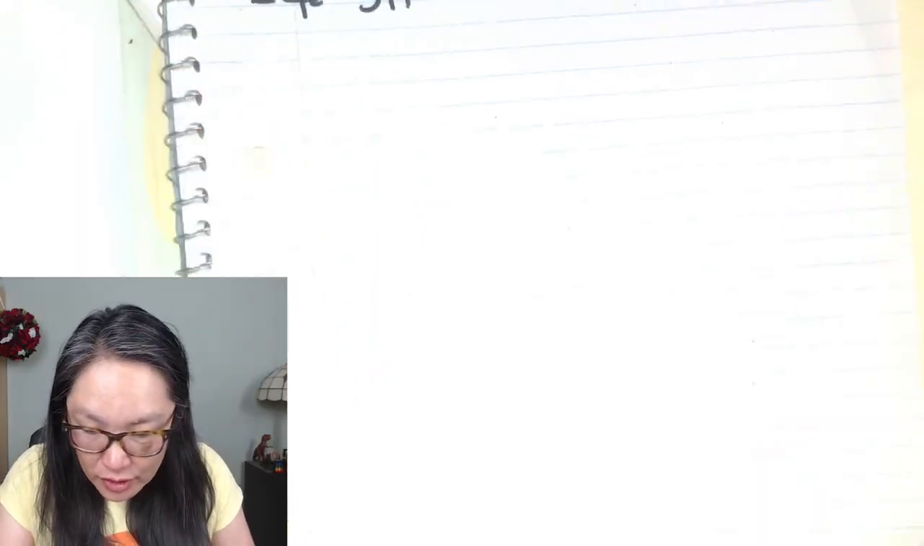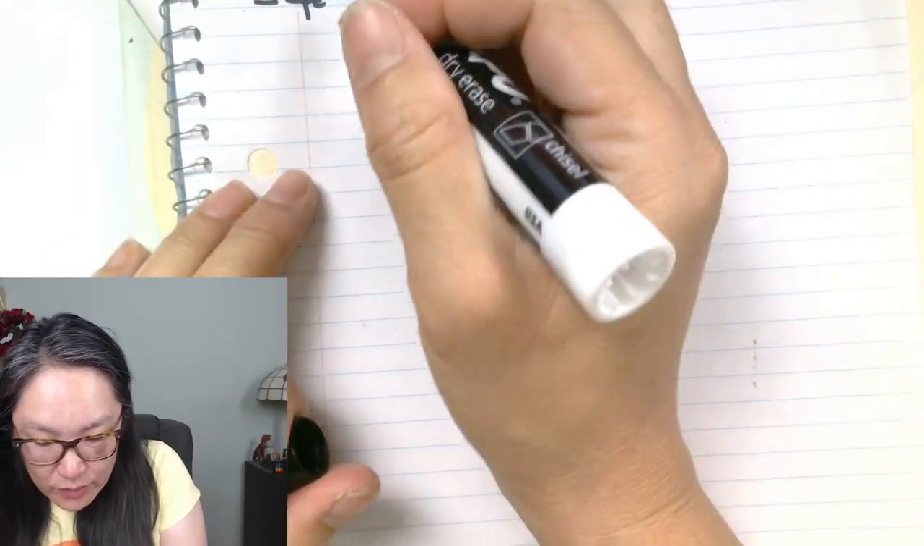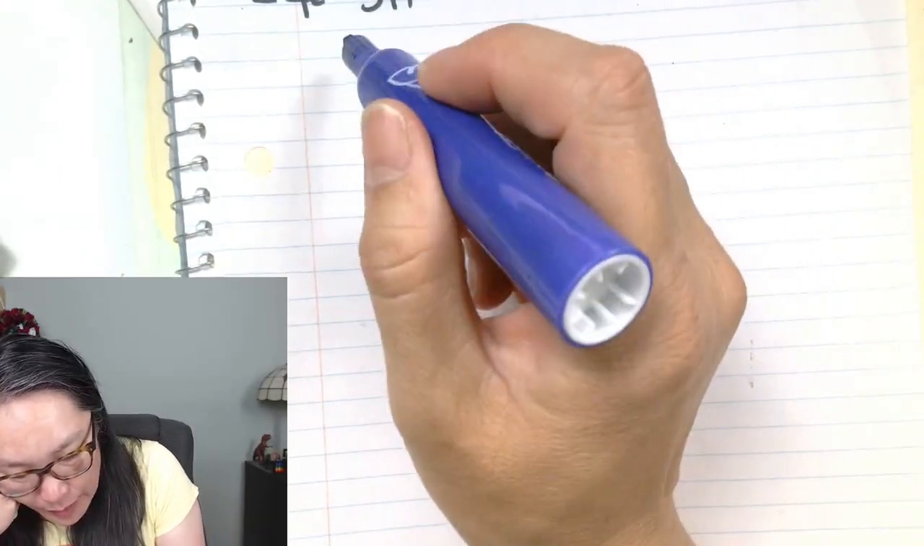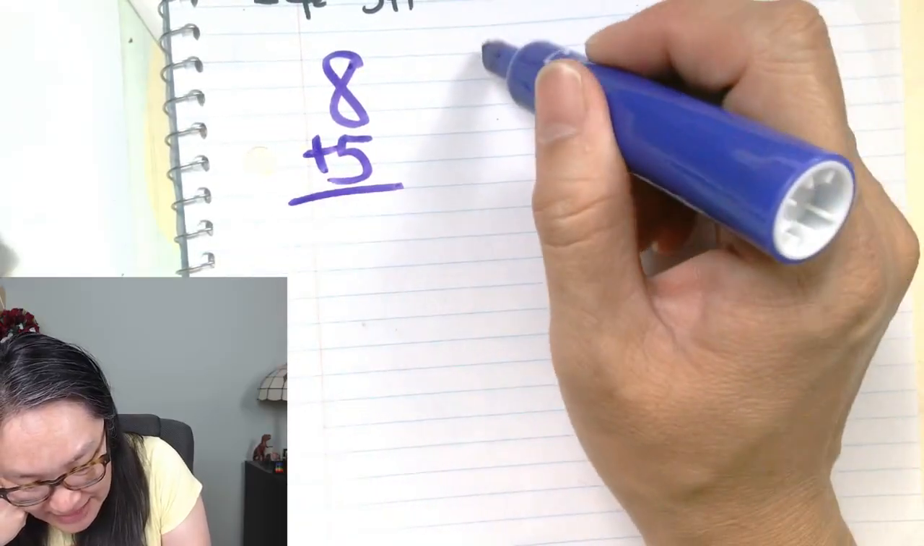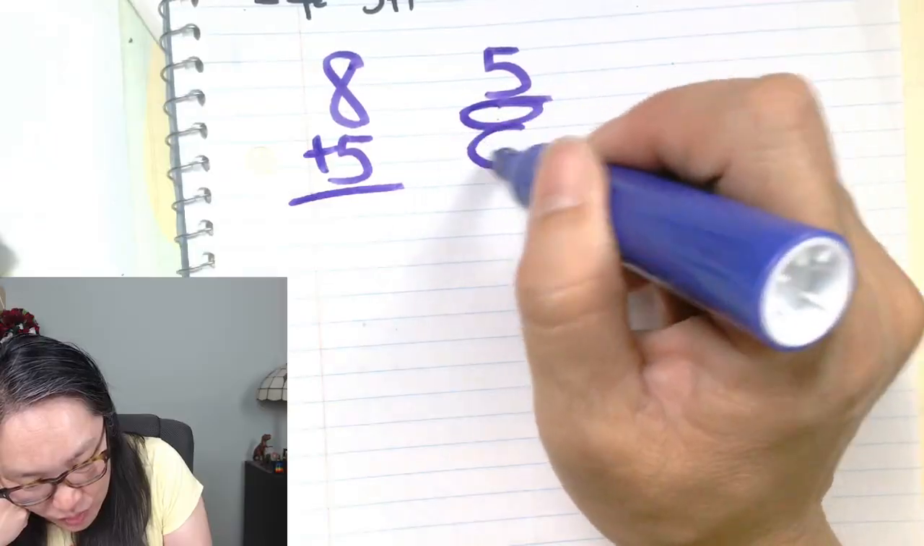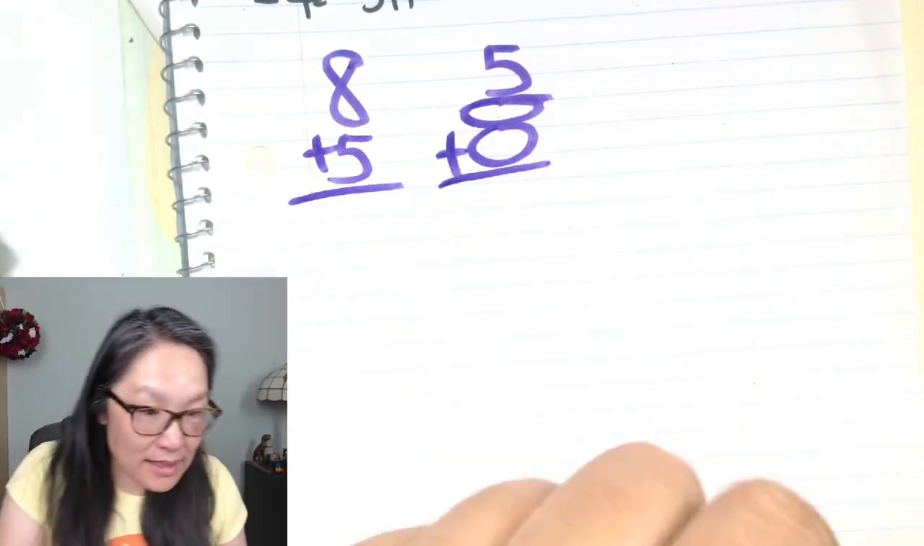So the first thing we're going to do, we know this one. Oh, I'm not going to use that. So there was a question from one of my parents. They're like, well, I want my child to know 8 plus 5 and 5 plus 8. Isn't that the same? I'm like, no, that's not the same. Why is it not the same?